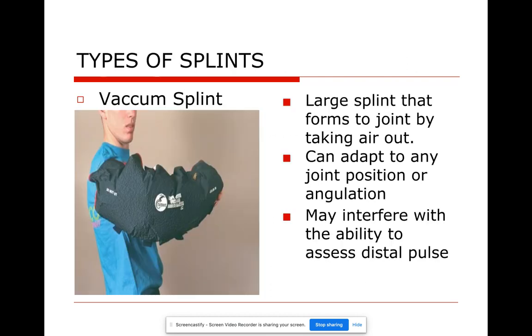So now I want to talk about some common types of splints. This one being the vacuum splint. This one is pretty expensive. You won't really see it in the high school setting. You mainly see it in the college and pro setting, but it's really cool.